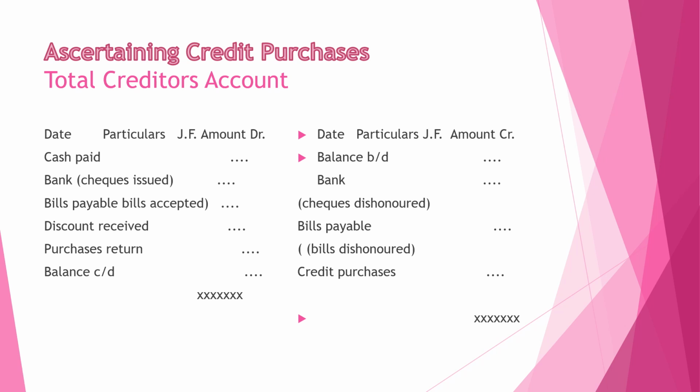How can we find out credit purchases? So here is the total creditors account, a very simple format is given: date, particulars, JF, amount, debit. On the debit side: cash paid, cheque issued, bills payable accepted, discount received, purchase return, and balance CD. And again on the credit side: by balance BD, bank cheque dishonored, bills payable dishonored, and the balancing figure will be credit purchases.